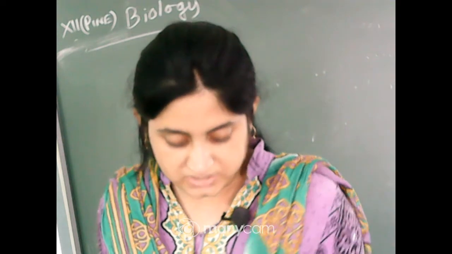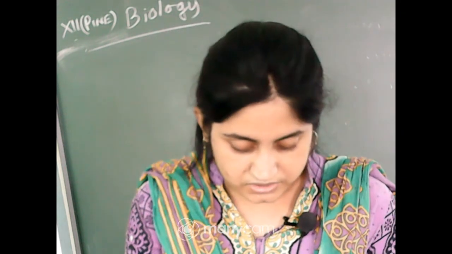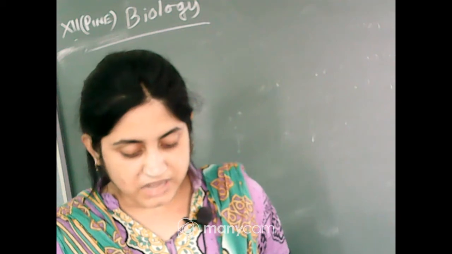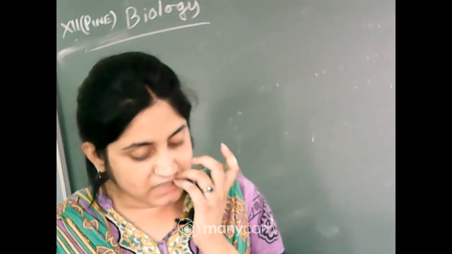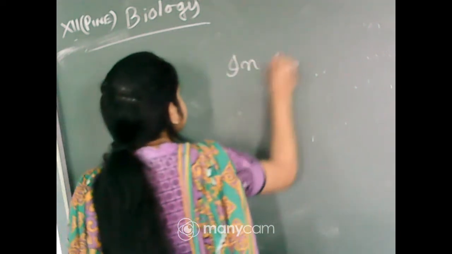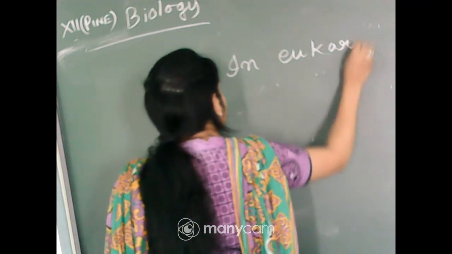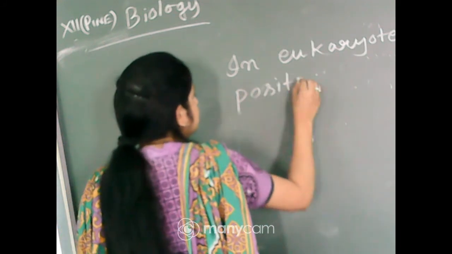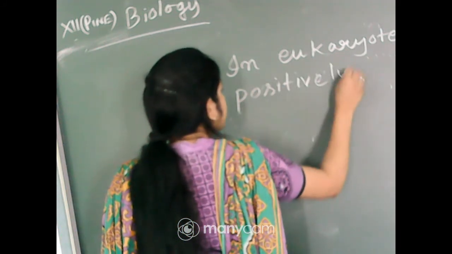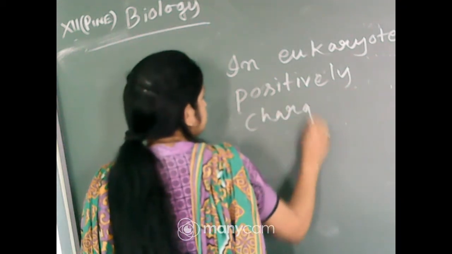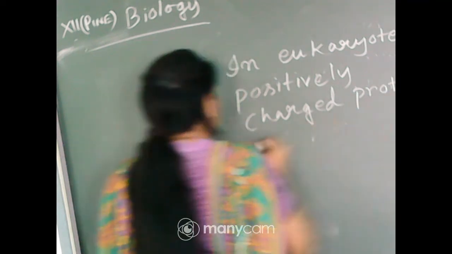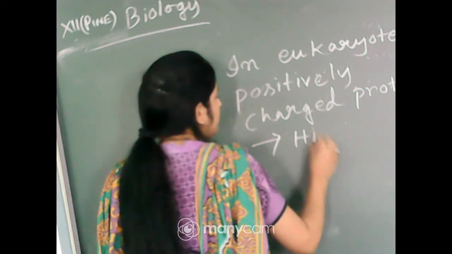There is a set of positively charged basic proteins called histones. A protein acquires charge depending upon the abundance of amino acid residues with charged side chains. Histones are rich in basic amino acid residues, lysines and arginines. So in eukaryotes, positively charged proteins are present, that is called histone, okay.